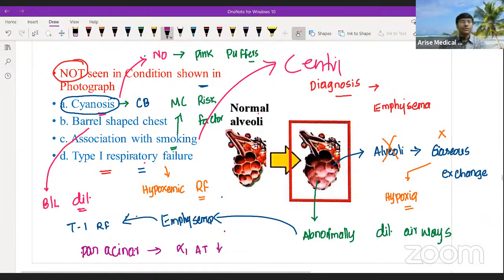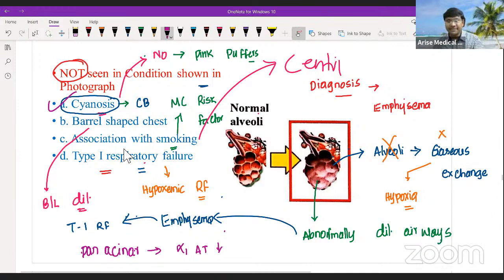So now the question is, which is not seen in the condition shown in the photograph? Cyanosis is not seen. And because there is hypoxia in these individuals, there will be development of hypoxemic respiratory failure. Okay, that completes the discussion of emphysema.